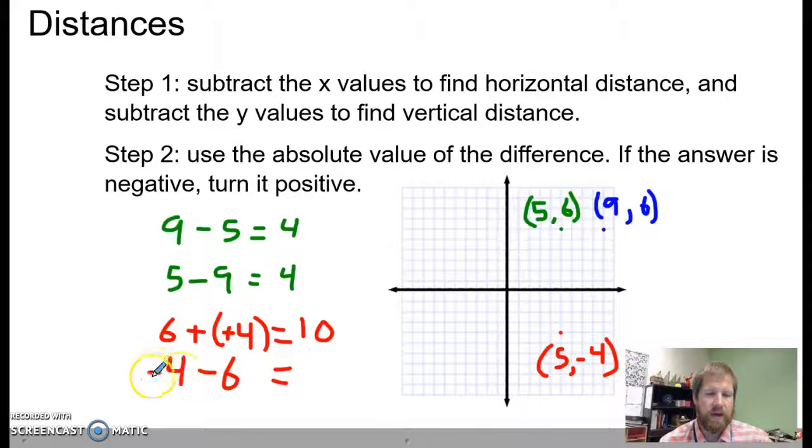In this case, we have a negative 4 minus 6 or plus a negative 6. So our answer is going to be negative 10. When we take the absolute value of those, we end up just getting rid of that negative, and we're back to 10.